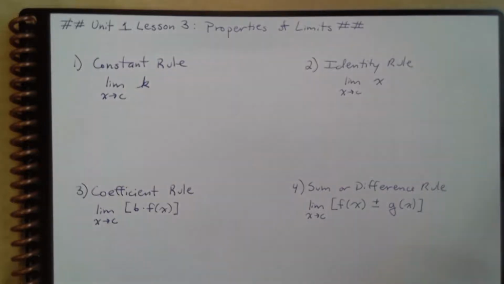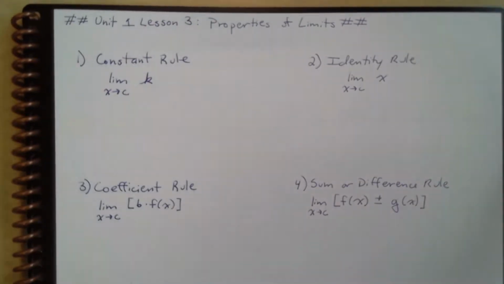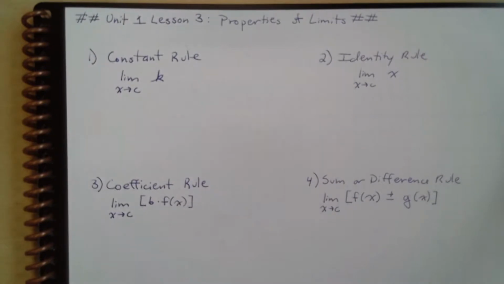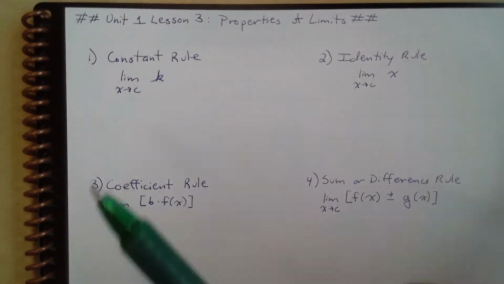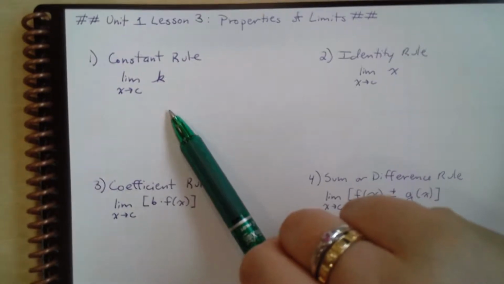When we talk about limits, there are properties of limits that we can use to calculate more complex limits, and we're just going to go over some of those right now. We have 8 different properties I want to talk about. The first is the constant rule: the limit as x approaches c of the value k.